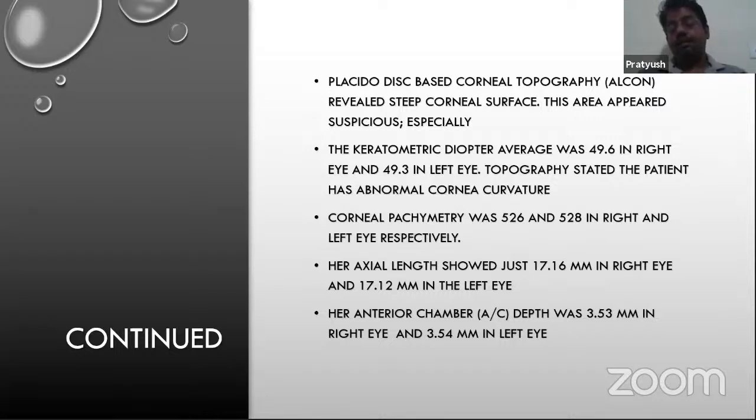Another surprising thing in our findings was her anterior chamber depth. In case of hypermetropia, the anterior chamber is always shallow. It's not even normal, maybe around 2 mm or less than 2 mm. In case she has a very high hypermetropia, we expected her anterior chamber to be very shallow. But contradicting our knowledge and whatever we have read, her anterior chamber depth was 3.53 in the right and 3.54 mm in the left eye. We were so surprised to see such a deep anterior chamber in such a high hypermetropia case.